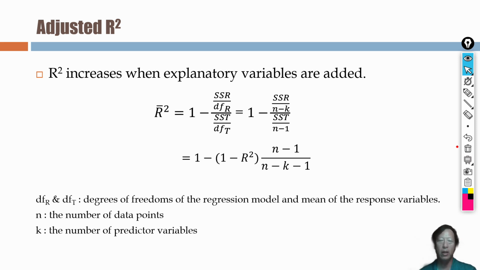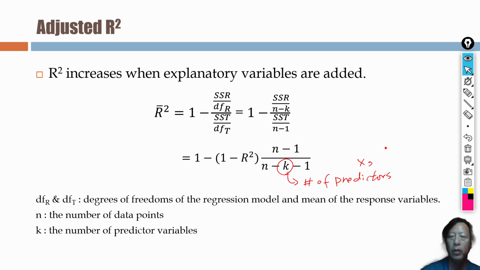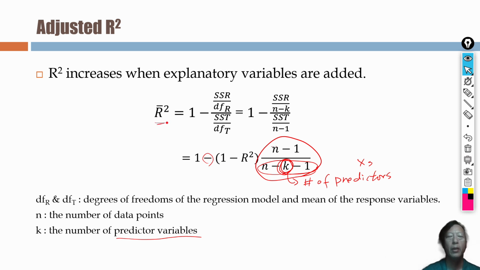How to calculate adjusted R is kind of complicated. Here the K is the number of predictors, so x1, x2, x3, how many predictor variables there are. Since this is in the denominator, when you have more and more, your denominator is getting smaller and smaller. So this number is getting bigger and bigger, and you are subtracting the bigger number, which means your adjusted R square will go down.